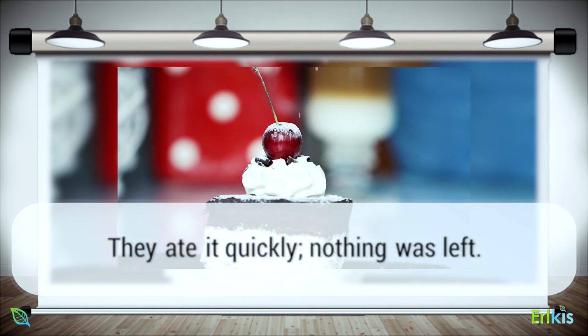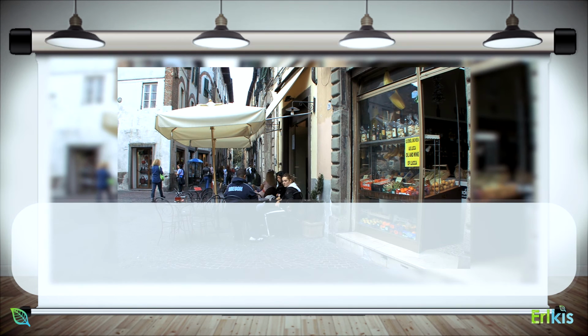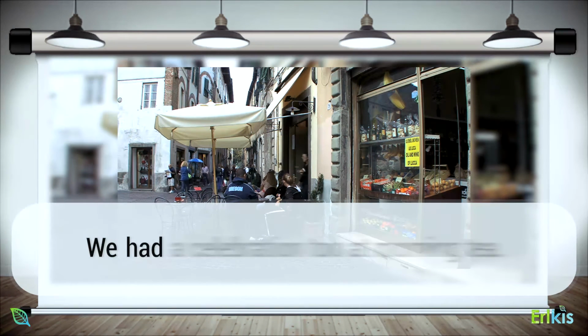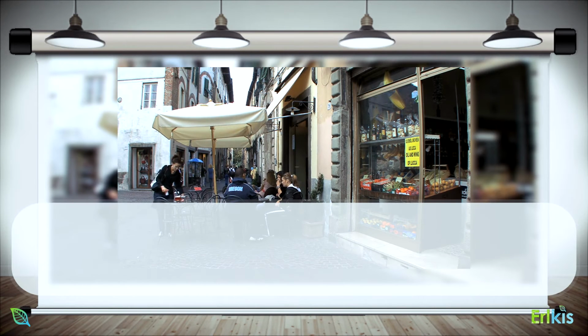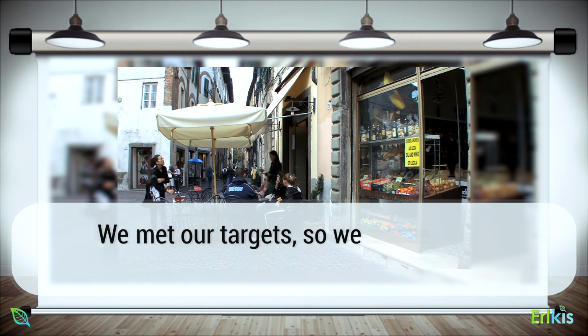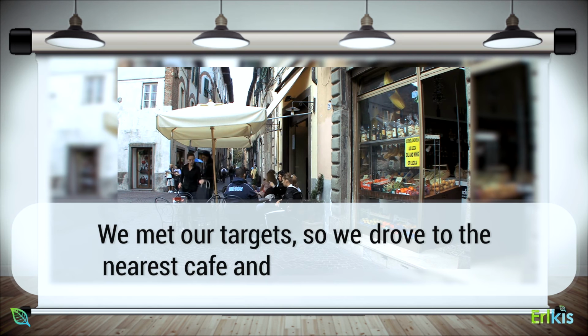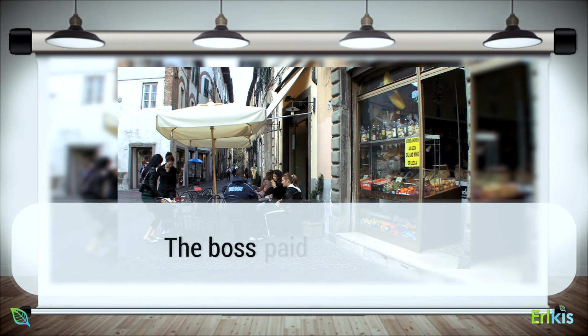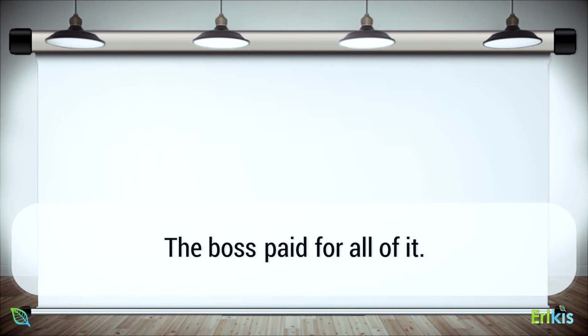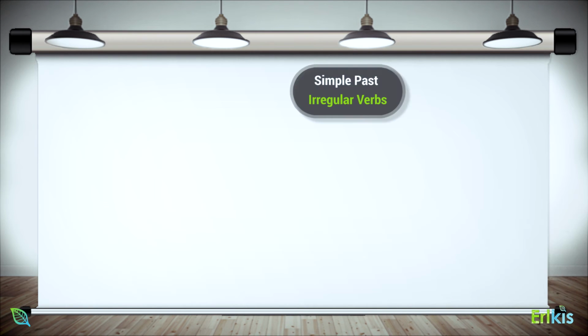Matilda then says, we had a celebration too at morning tea. We met our targets, so we drove to the nearest cafe and drank hot chocolate. The boss paid for all of it. In these examples, we see the simple past for irregular verbs.